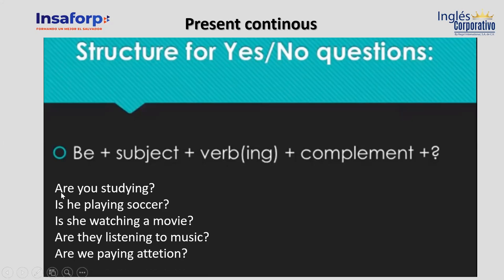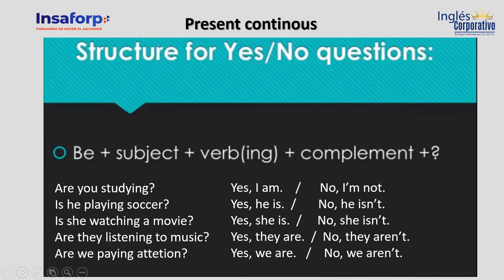So look at this example, the first one. We are going to see the answer in this moment. Are you studying? So you have two possible answers. Yes, I am. No, I'm not. Is he playing soccer? So you say, yes, he is. No, he isn't. Is he watching a movie? Yes, she is. No, she isn't. Are they listening to music? Yes, they are. No, they aren't. Are we paying attention? Yes, we are. Or no, we aren't. So we are going to use the verb be to answer these present continuous tense questions.